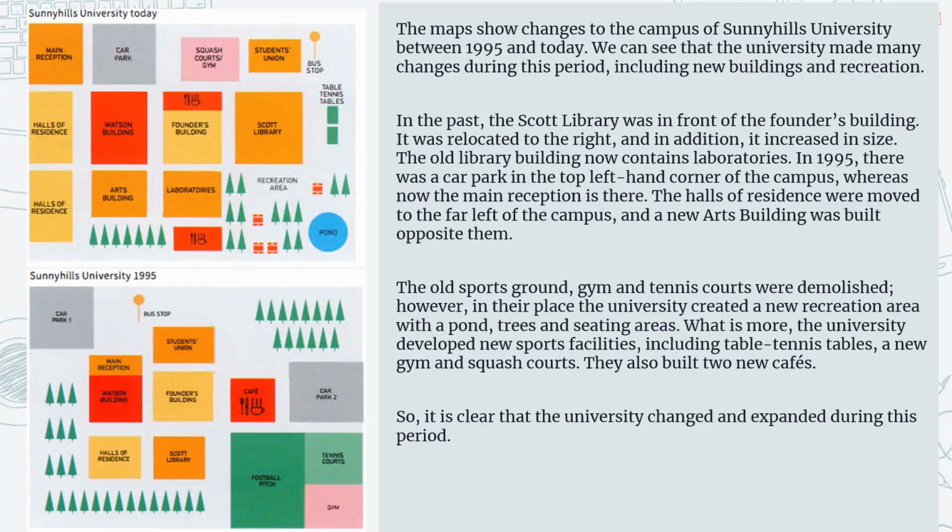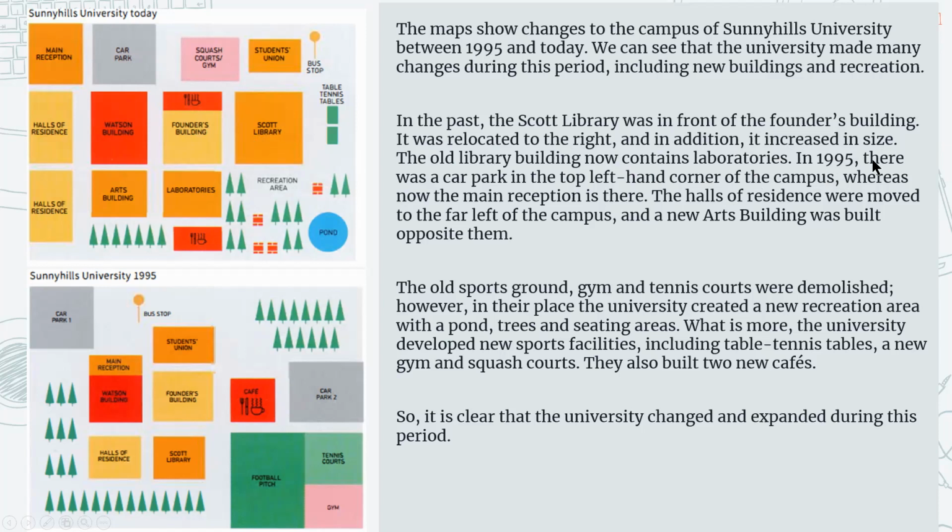Okay, so let's continue. In the past, the Scott Library was in front of the founders building. Yes, that was in 1995. It was relocated to the right, and in addition, it increased in size. So now it was relocated to the right. Okay, Scott Library, and it was increased in size. The old library building now contains laboratories.